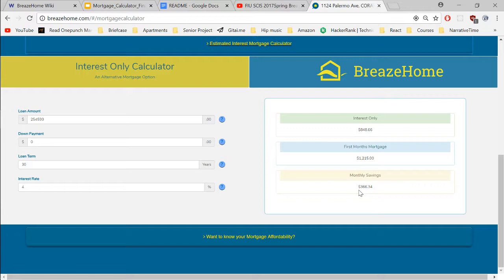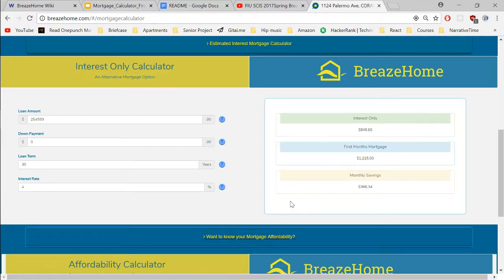Maybe the interest-only loan benefits the user more than the traditional fixed loan, and it allows the user to view exactly how much you would pay and the monthly savings as an estimate. Basically, we give the user another option for a different type of loan to give them more flexibility when deciding on a loan or deciding on a specific property.